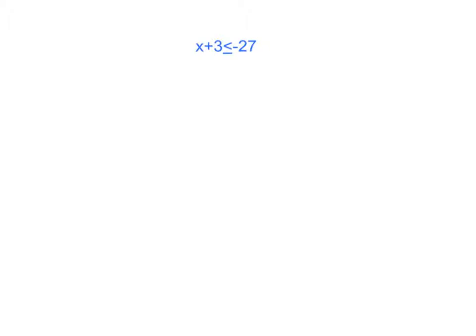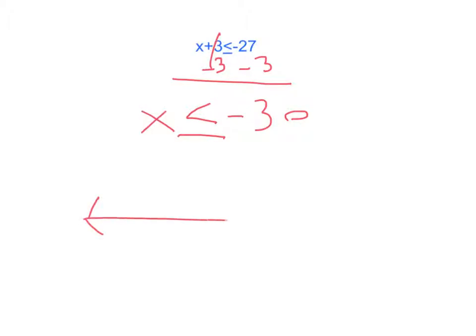It's a one-step problem. So we have to isolate the variable, so we'll subtract 3 from both sides. Cross that out. This is negative 30 is greater than or equal to x. We have to graph that.